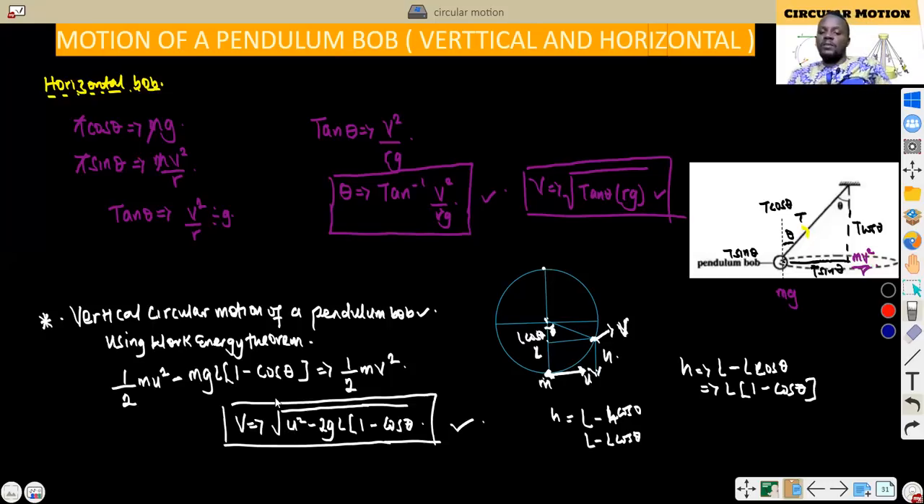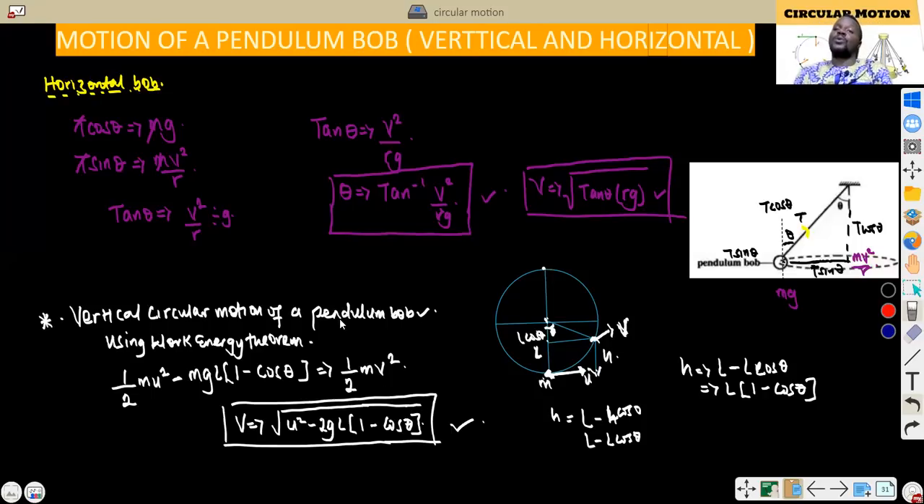V, that means the velocity at which this pendulum bob will move. I get it from what? From this particular point, from the point of rest to the highest height, is given as the square root of U squared minus 2gL into bracket 1 minus cos theta. You close your bracket. So it's all about formula. So please keep this in mind. For pendulum bob, we use this formula directly.